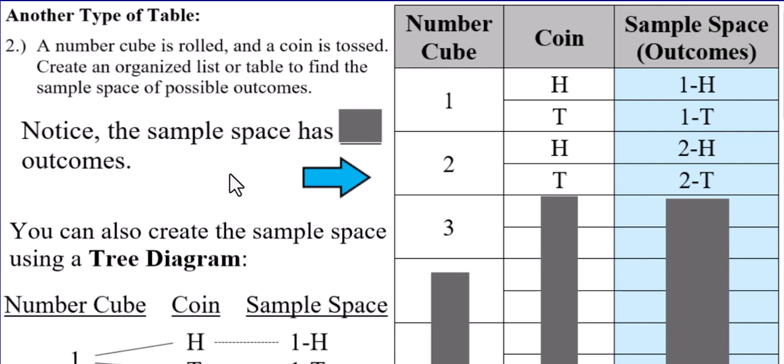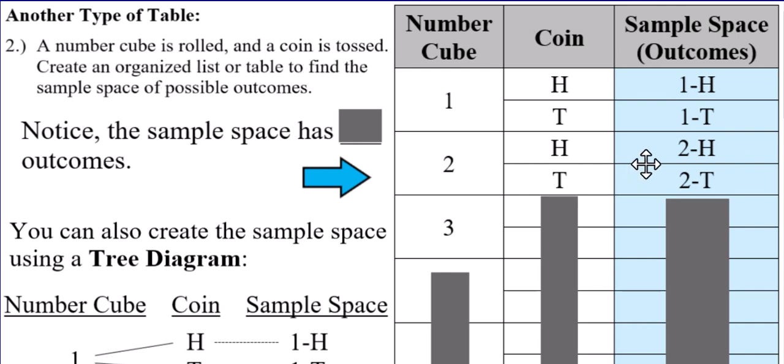All right, let's look at another example. And this is going to be a slightly different type of table than what we were using on problem number 1. Follow along. A number cube is rolled. You guys know what a number cube looks like. Has 6 sides, 1, 2, 3, 4, 5, and 6. A coin is tossed. Create an organized list or a table.